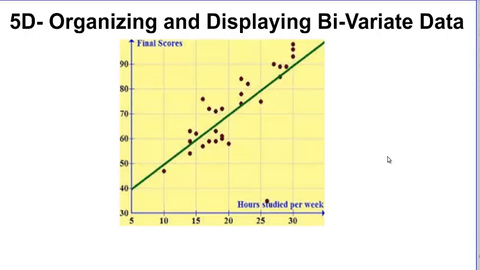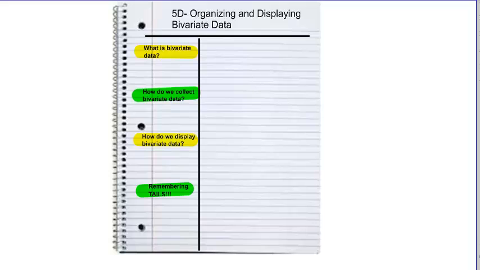Today we are going to look at learning target 5D, organizing and displaying bivariate data. Go ahead and make sure you have your Cornell notes set up with these four key points. The first one being what is bivariate data, the second one, how do we collect bivariate data, the third one, how do we display bivariate data, and the fourth one, just a reminder of what TAILS stands for when we create graphs.